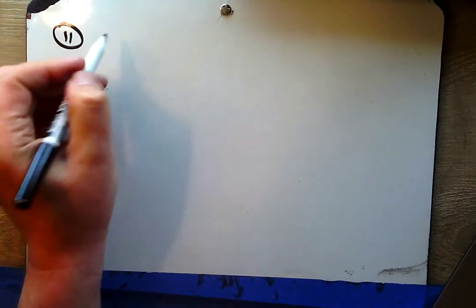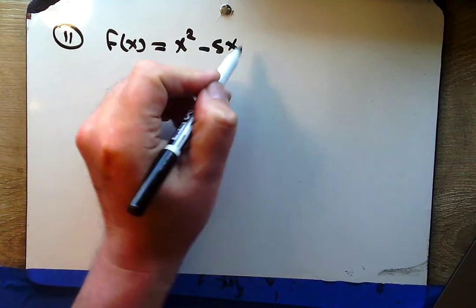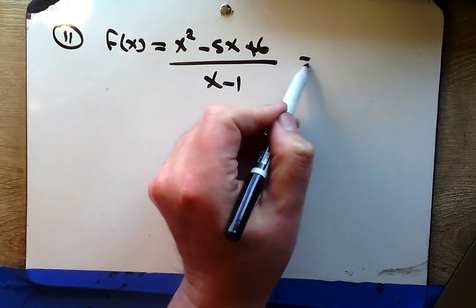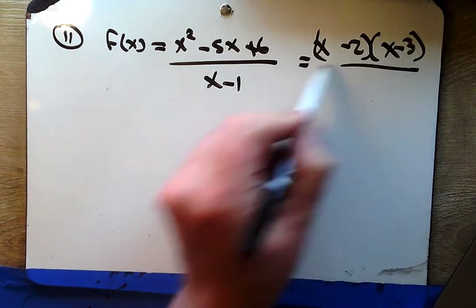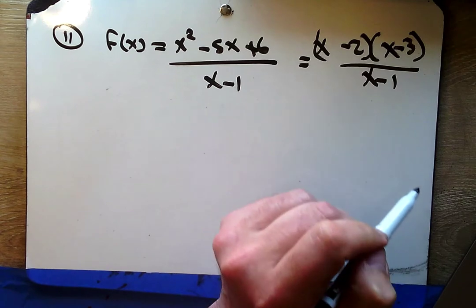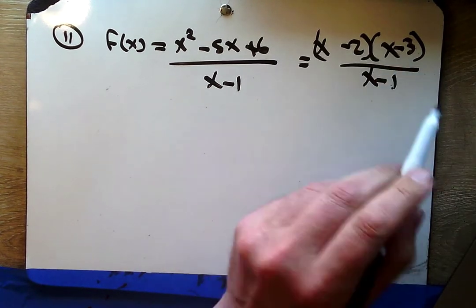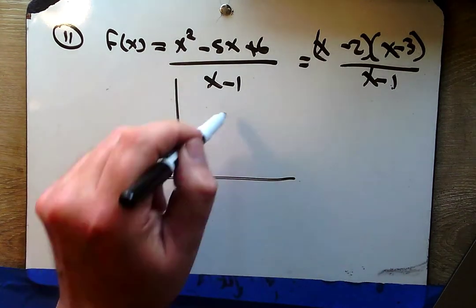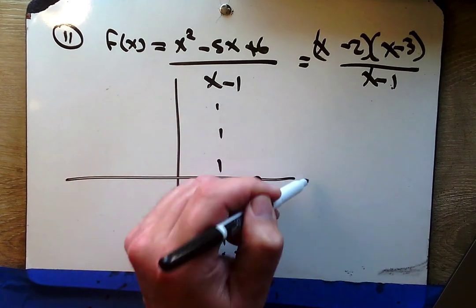All right, 11. 11 says f of x equals x squared minus 5x plus 6 over x minus 1. So this numerator factors as x minus 2, x minus 3, and we're over x minus 1. Looks like my vertical asymptote is at 1, and I have these x-intercepts at 2 and at 3. Wow, what's happening there? X equals 1, 2, and 3.